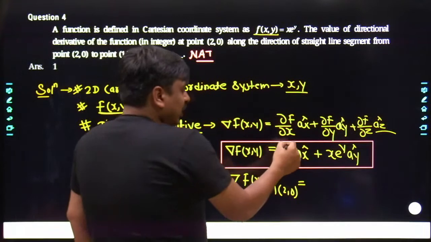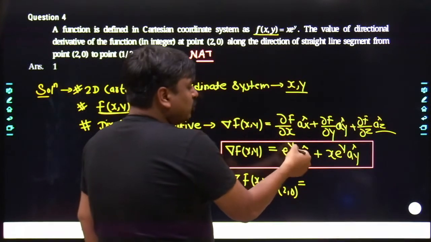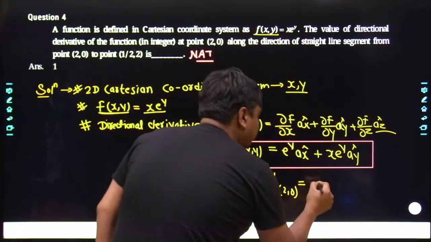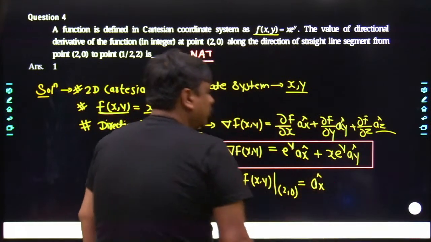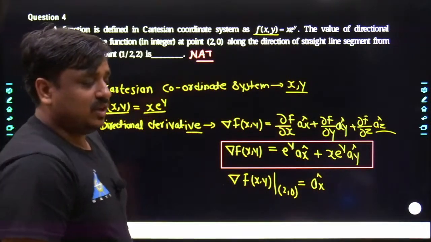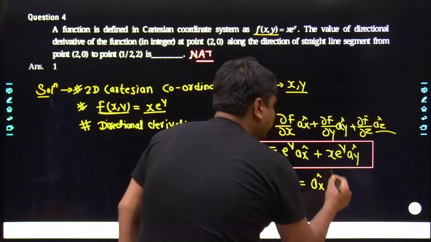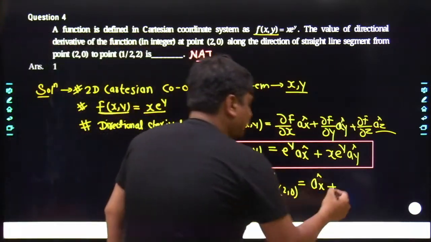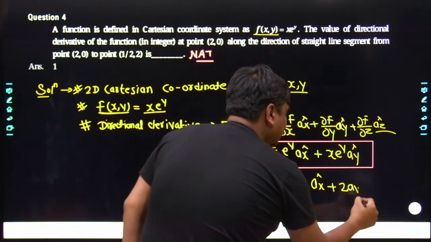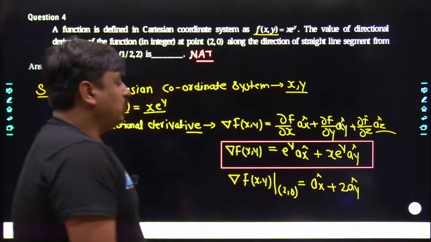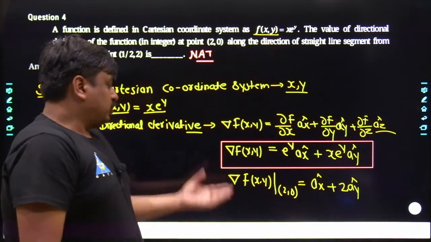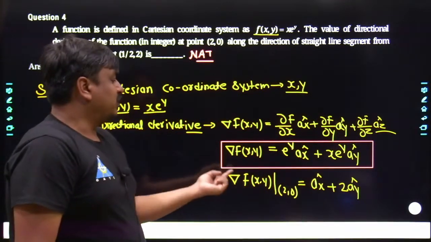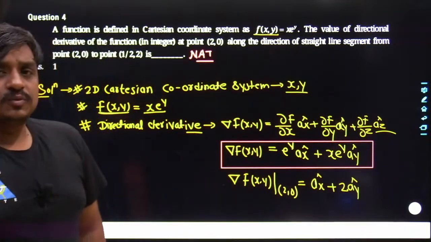Once we feed y as 0, it becomes e to the power of 0, and e to the power of 0 is 1. 1 gets multiplied with ax cap, so it would be just ax cap. Similarly, the same process has to be followed over here. The value of x has to be fed as 2, e to the power of 0 becomes 1, so the factor coming out is simply 2 ay cap. So this is the directional derivative of the function precisely at the point 2, 0.